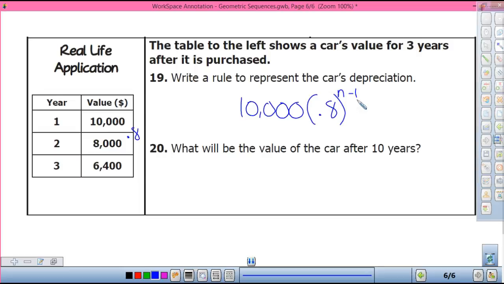What does that look like? That looks like exponential decay, doesn't it? It's going to look very similar when you make this a decimal. So after 10 years, what am I plugging in for that? A 9, yep. So you're taking 0.8 to the 9th power times 10,000. And how much is my car worth after 10 years?